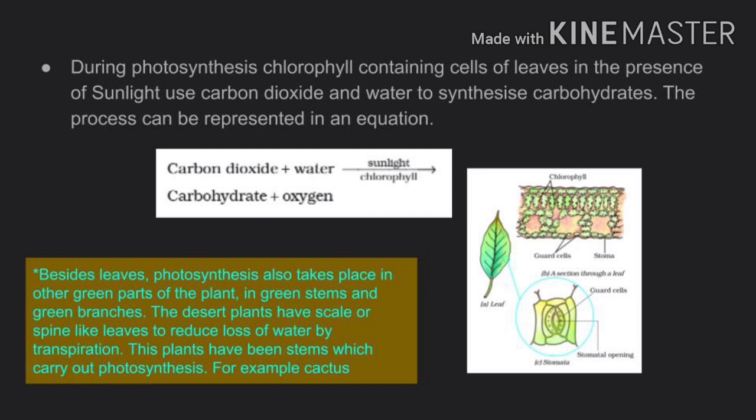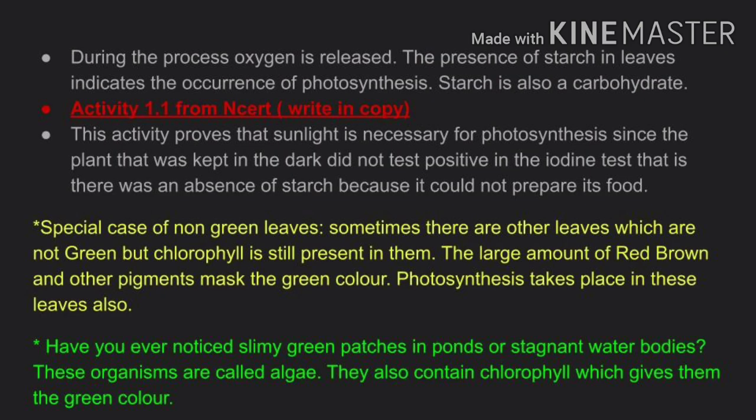Okay, from where the carbon dioxide is taken in. So if you all remember, in class 6th you did this experiment where you tested the presence of starch. The presence of starch in leaves indicates the occurrence of photosynthesis. That means if photosynthesis has occurred, there will be starch present in the leaves because starch is a carbohydrate.